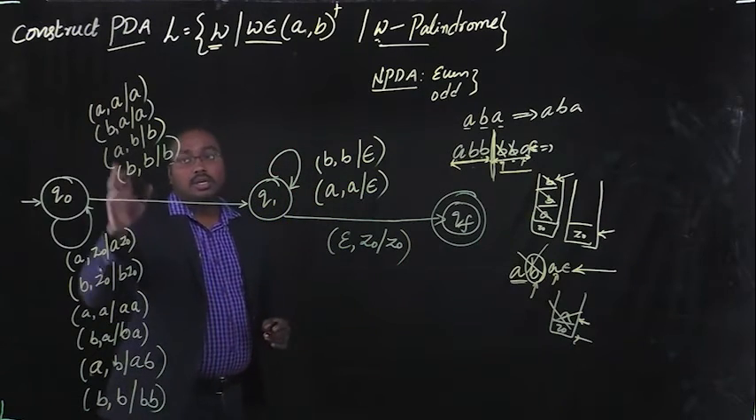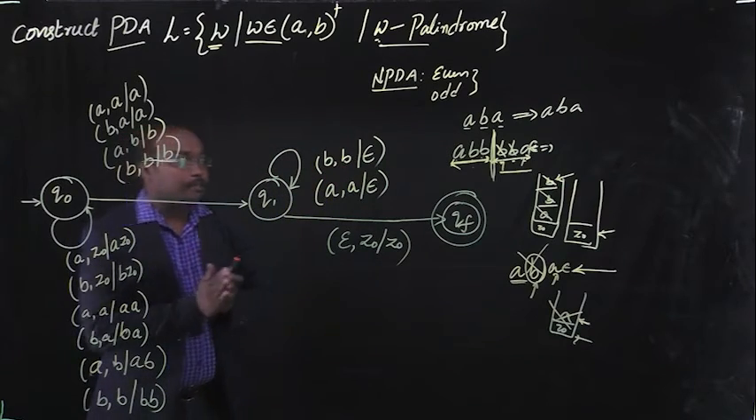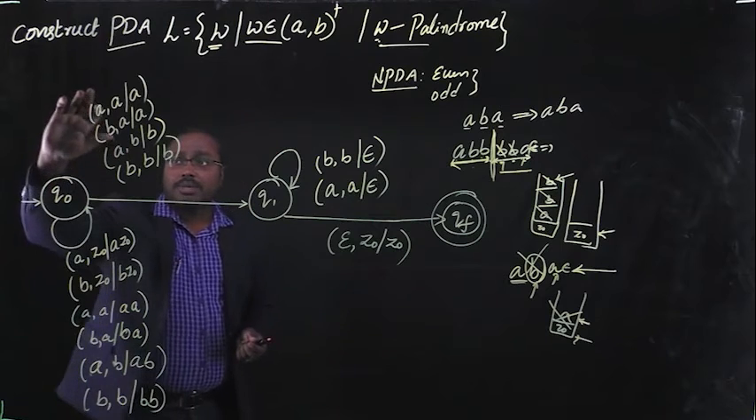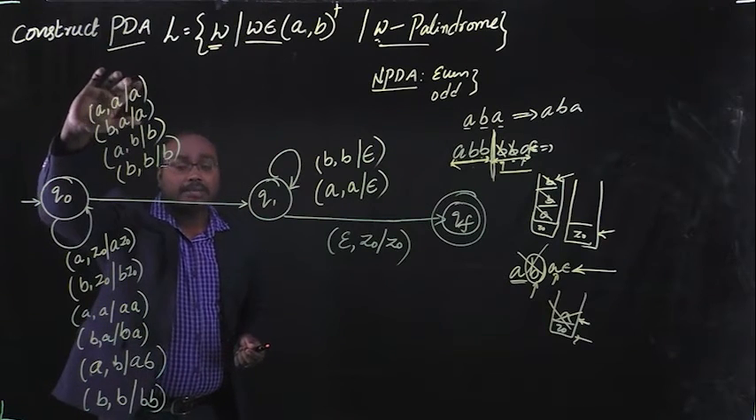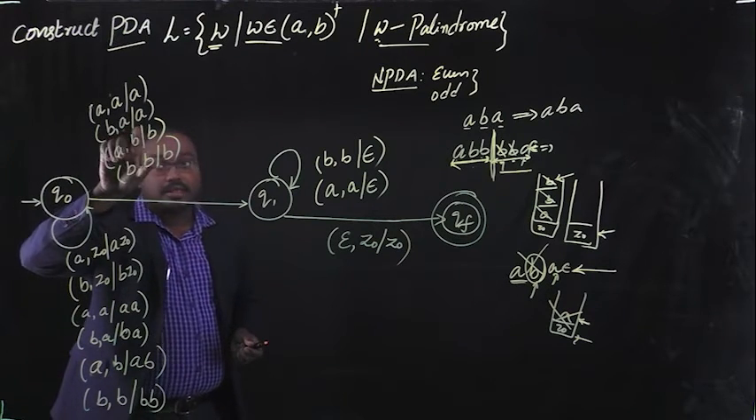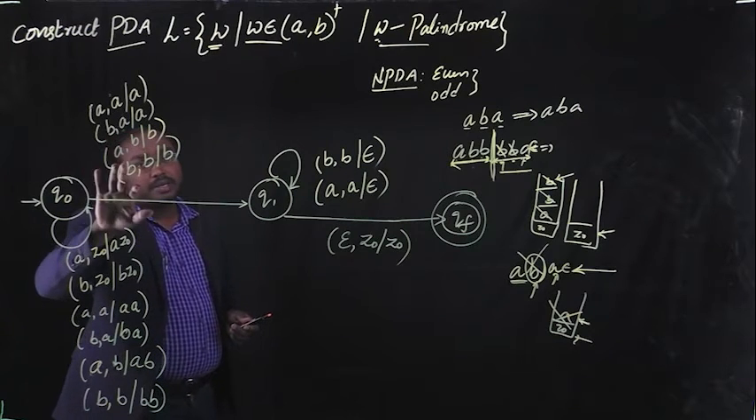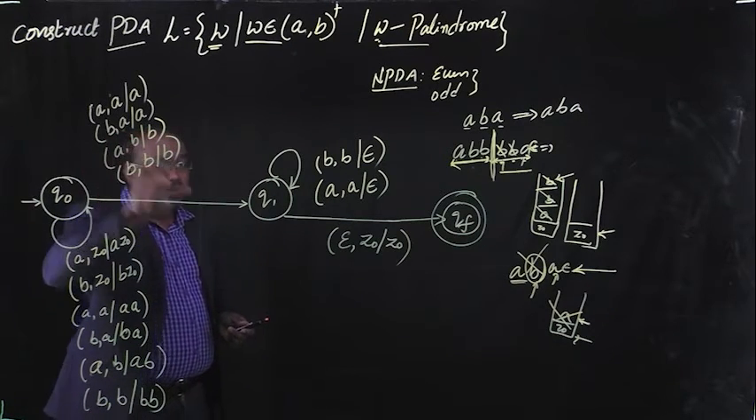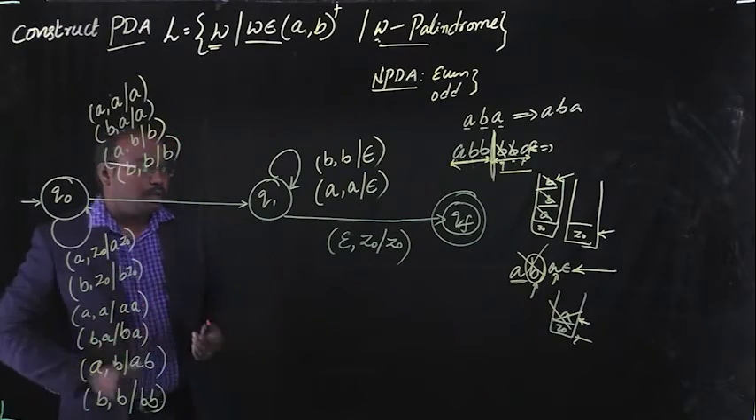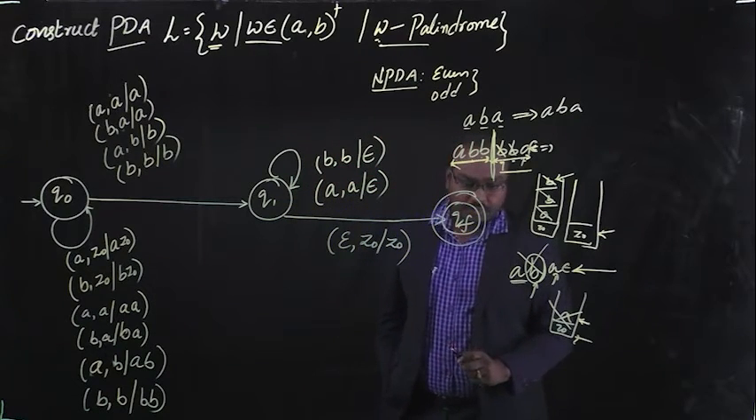So like this we have to take four possibilities for odd length strings like ABA. If the input symbol is A and the top of the element is A, then leave that element A as it is. And if the input symbol is B and the top of the element is A, then leave that A as A. And if the input symbol is B and the top of the element is B, then leave that element B as it is.